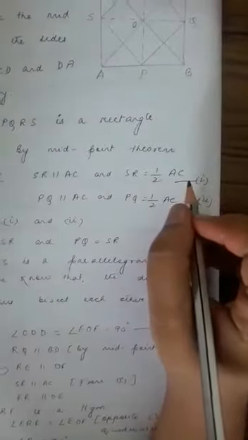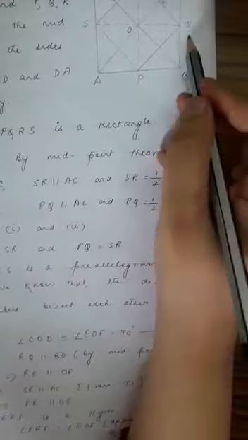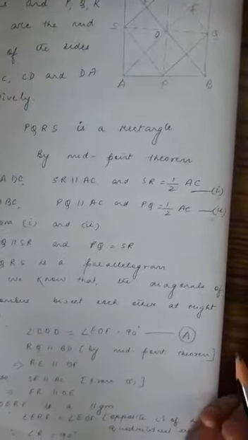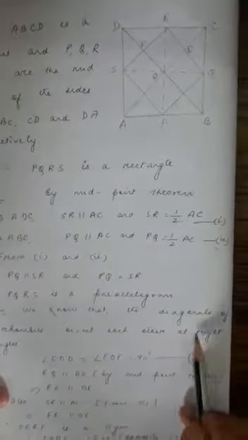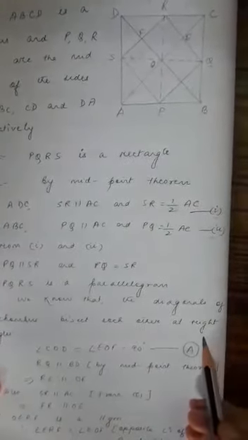Now in triangle ABC, again PQ is parallel to AC and also it is equal to half of AC. Keep this as equation number 2. See here, from equations 1 and 2, I can say that PQ is parallel to SR and also it is equal to SR. Therefore, PQRS can be considered a parallelogram. Now, we know that the diagonals of a rhombus bisect each other at right angles. Here ABCD is the rhombus.